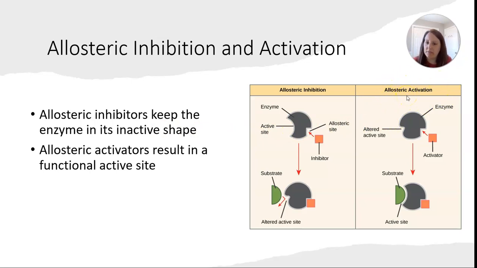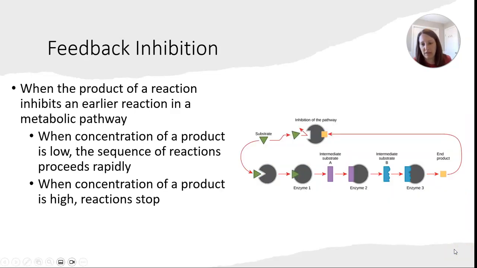So same idea, the molecule, the activator, whatever it is, will bind to the enzyme at an allosteric site, so a site other than the active site. That binding, again, changes the shape of the enzyme, but now instead of inhibiting function, it enhances function. And so the active site now has the proper shape to bind to its substrate. Okay, so we have competitive inhibitors, and then we have allosteric inhibitors, and then we have allosteric activators. We also have something called feedback inhibition.